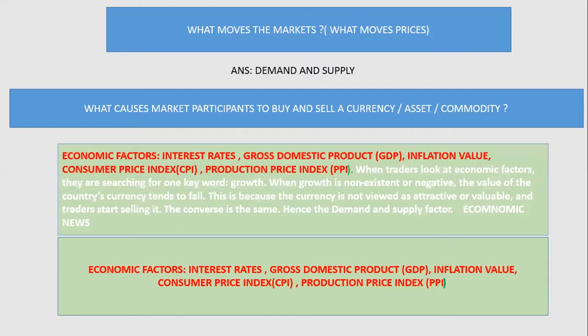So economic factors like interest rates, the gross domestic product, inflation value, consumer price index, production growth. When traders look at economic factors, they are searching for one keyword: growth. When growth is not existent in a currency, the currency will fall. That is, they won't demand it. If your country's currency is not growing.